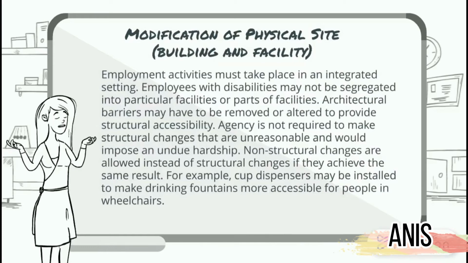The agency is not required to make structural changes that are unreasonable and would impose an undue hardship. Non-structural changes are allowed instead of structural changes if they achieve the same result. For example, a cup dispenser may be installed to make a drinking fountain more accessible for people in wheelchairs.